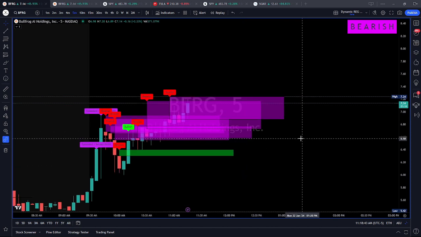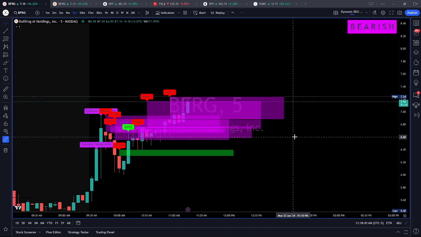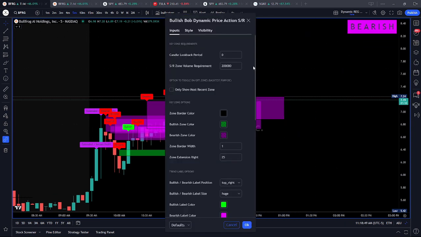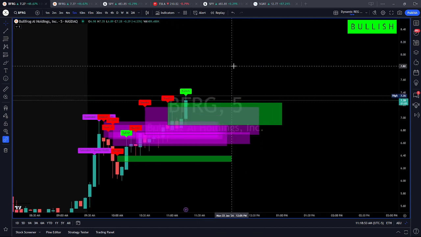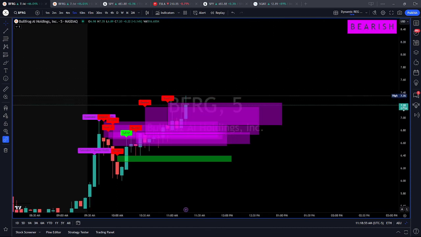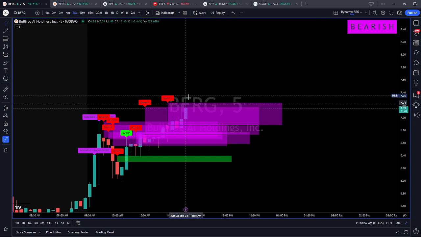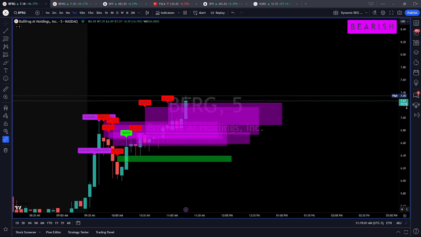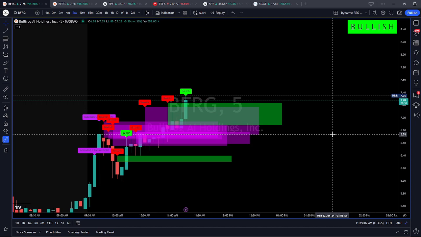So BFRG testing highs, and that was our demonstration here on our new indicator, the bullish Bob support and resistance dynamic price action, which is really, really cool. And we can see we have 1 minute left on this candle. So even though it looks like it's bullish, right, and it's showing us bullish signals, well, that candle close is very important. We've got 50 seconds left on this candle, so always keep an eye on the candle close and always look out for those false breaks. So very interesting, guys. I love to see this.